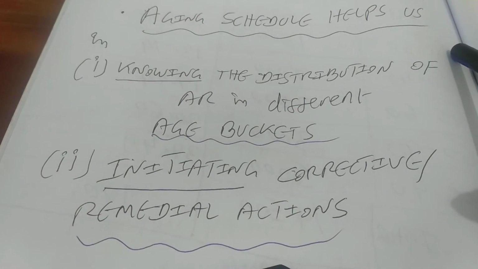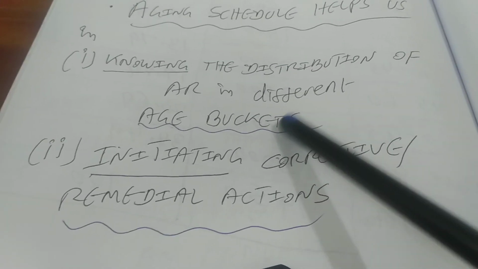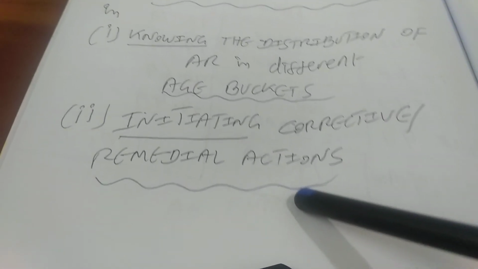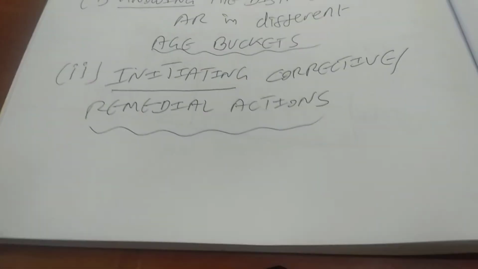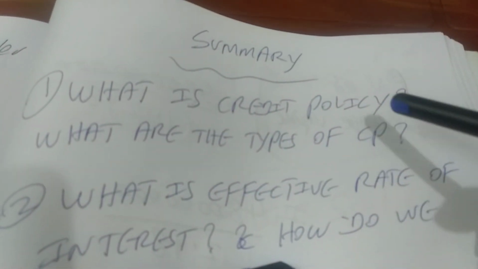So what does aging schedule help you with? Aging schedule helps you in two things. One is it helps you in knowing the distribution of accounts receivable in different age buckets. The second one is the most important one: it helps you in initiating corrective or remedial actions such that you are able to collect your dues from your customers, right?